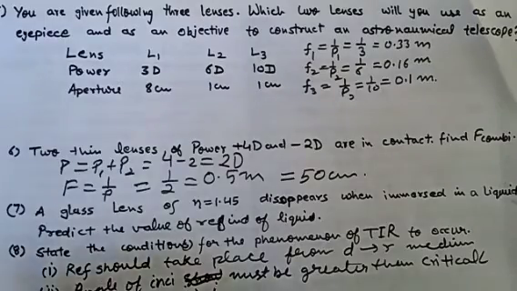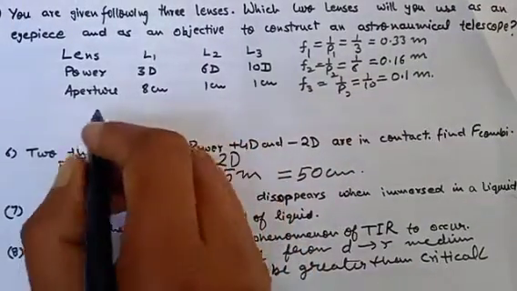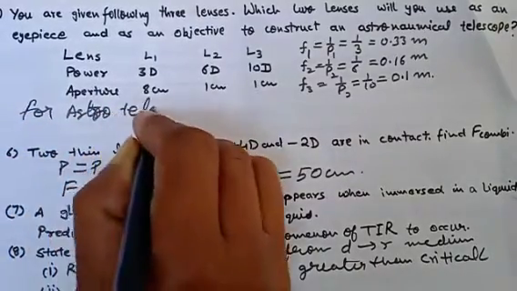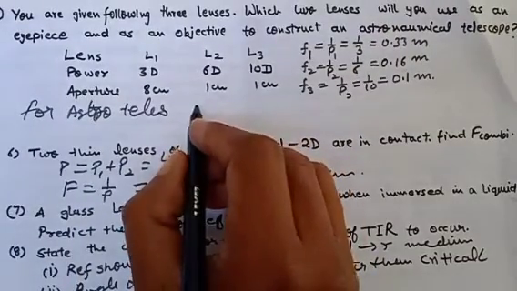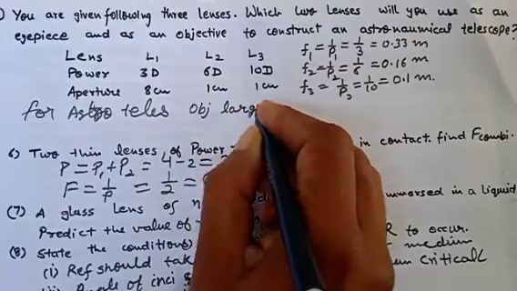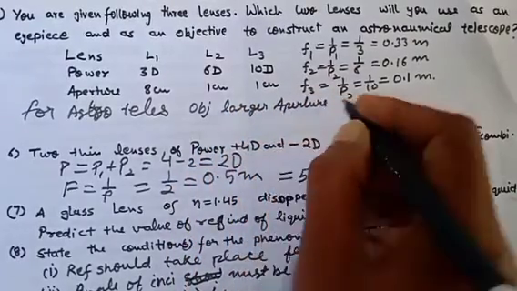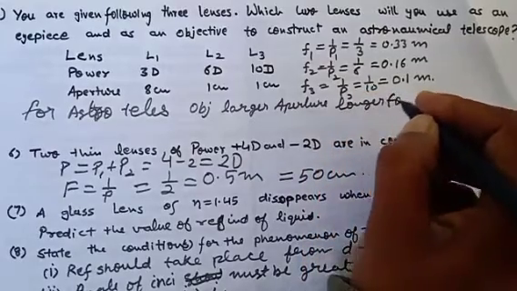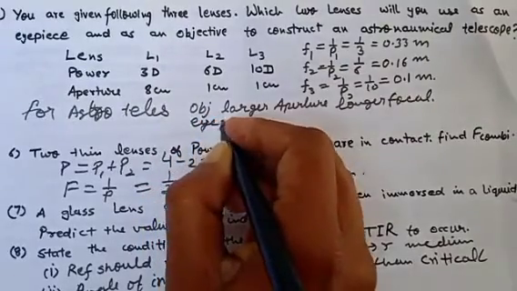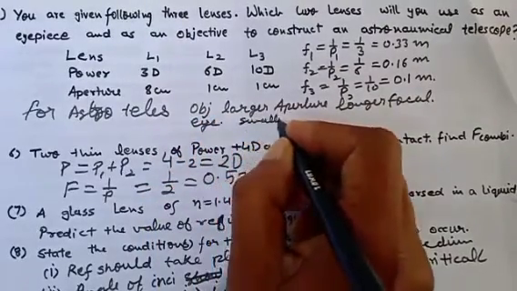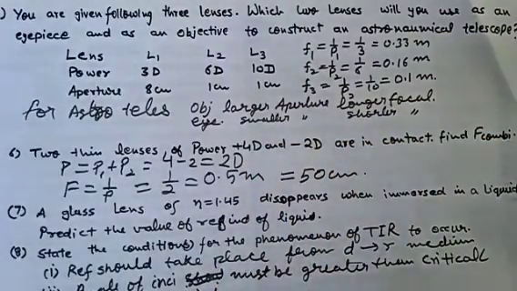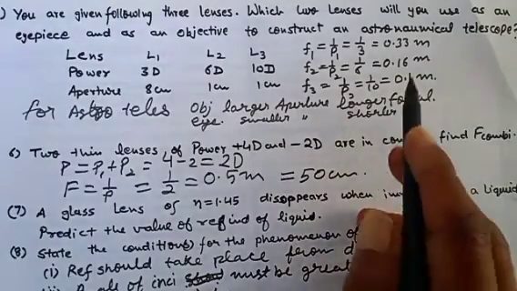So for an astronomical telescope, the basic requirement is that the objective should have a larger aperture and longer focal length, and the eye lens should have a smaller aperture and shorter focal length. So now the longest focal length is this one.